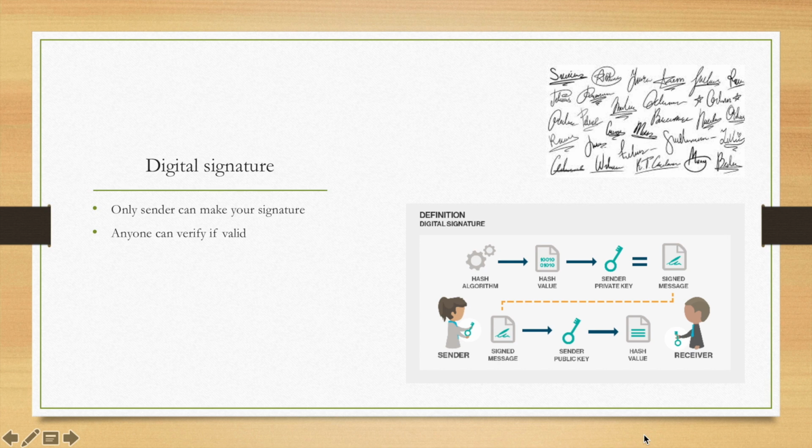Let's see the right side of the picture. First, for any data, we use a hash algorithm to calculate the hash, and then we use a private key to encrypt it. Then we get a signed message. This signed message can be sent to the receiver to verify. The receiver can use the public key to decrypt it, get the message hash, and then verify whether the message hash is the same or not. This is how the digital signature works.